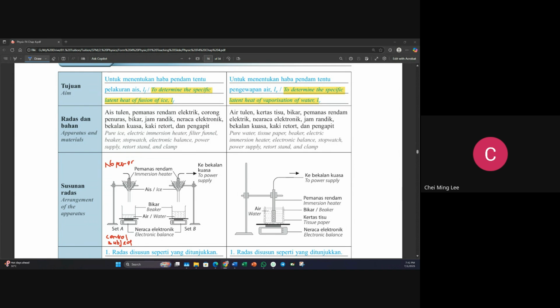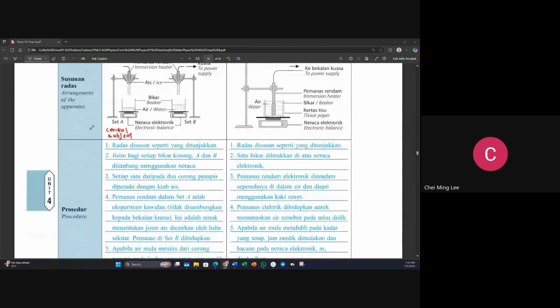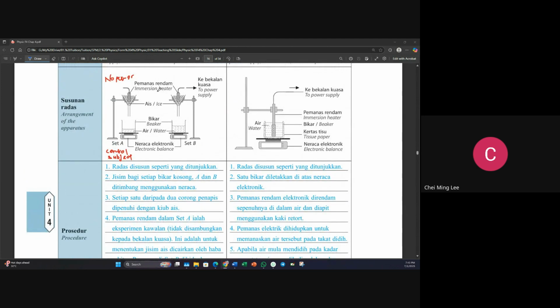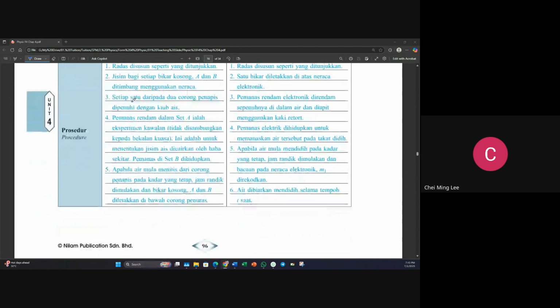Finish? All finish? All right, so let's continue. Okay, now let's see. Like I said, for this one, first you use the immersion heater. One is connected with power, that means the heater is on, and one is without.